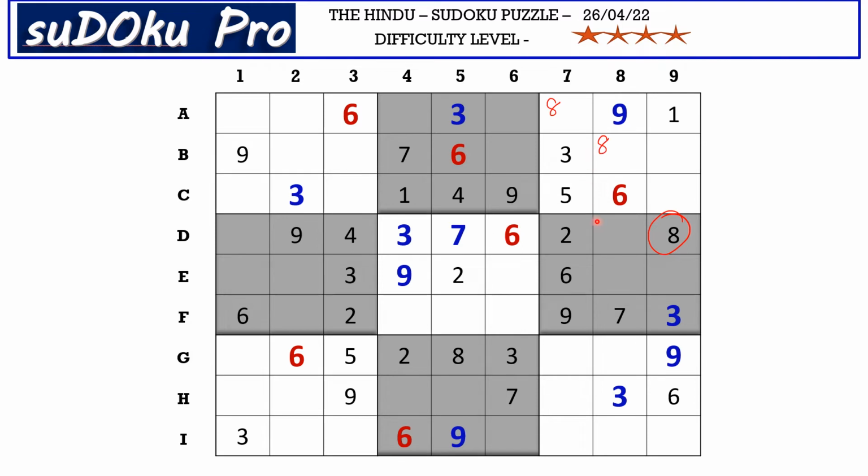Now you can see there is a 2-5 pair in column 7 which blocks these three cells, and there is a 2-5 pair in G row which blocks these two cells. That means the 2-5 pair has to be in these two cells here.